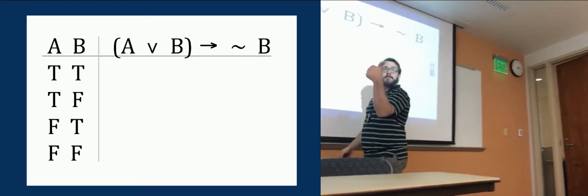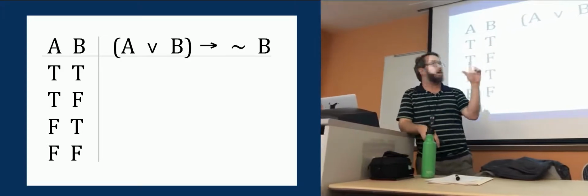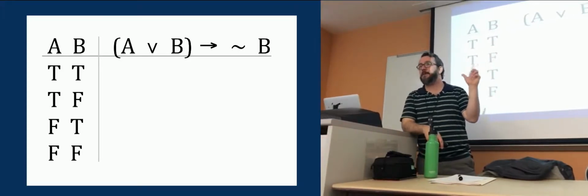Now I have A in this. A is one of my simple propositions, and B is one of my simple propositions. Do I have any other simple propositions besides A and B?